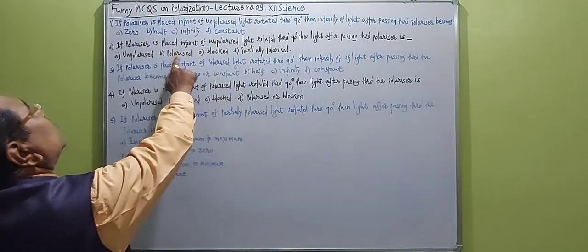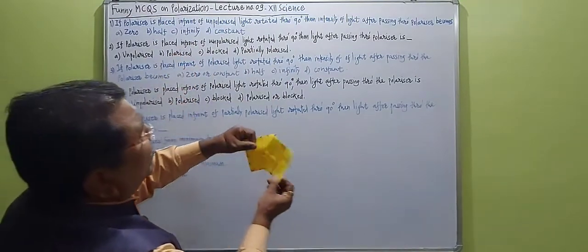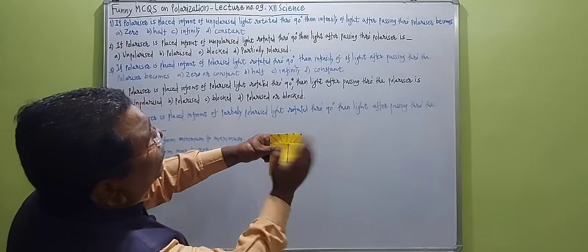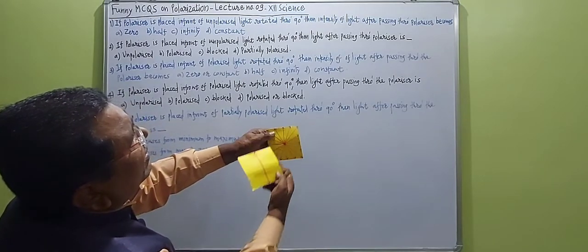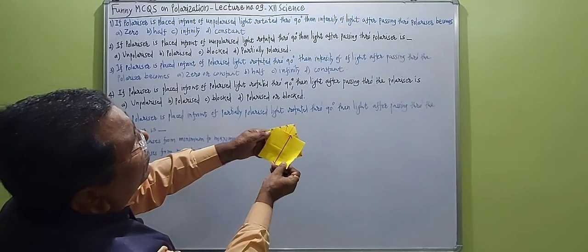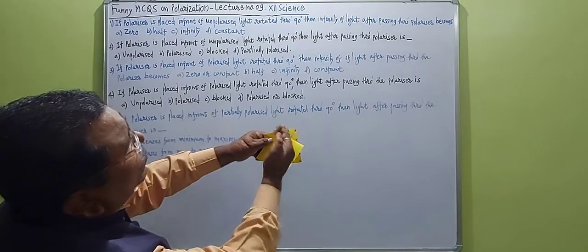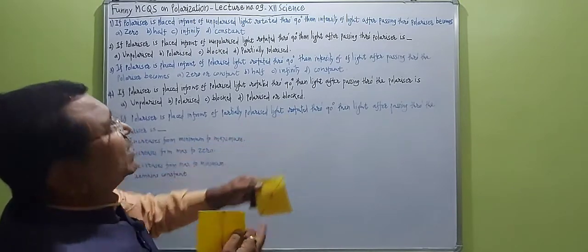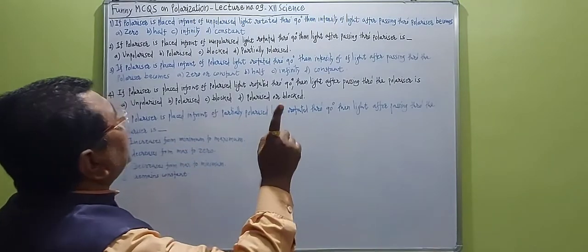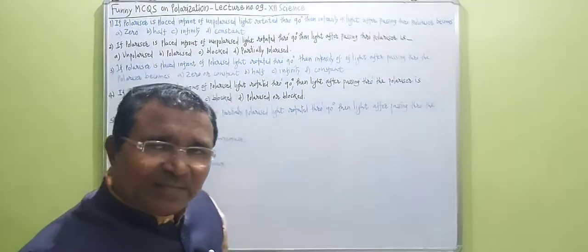In each and every case, we get polarized light. When it is vertical, then the vertical component comes out. When it is like this, then this inclined component comes out. When this is like this, this component comes out. When this is like this, this horizontal component comes out. So, in each and every case, we get polarized light.